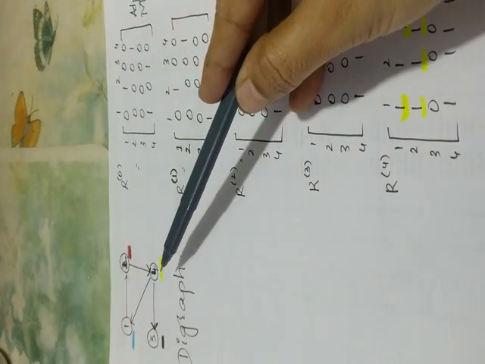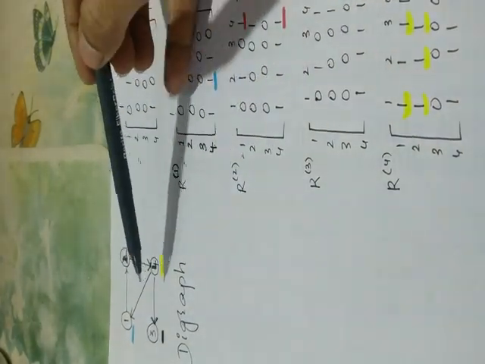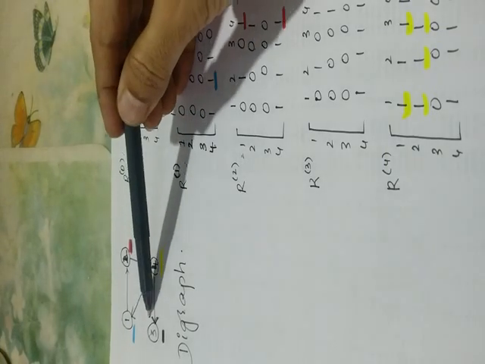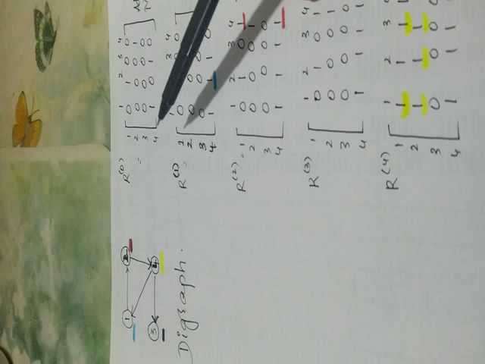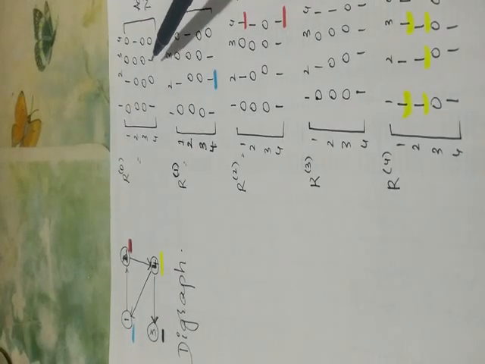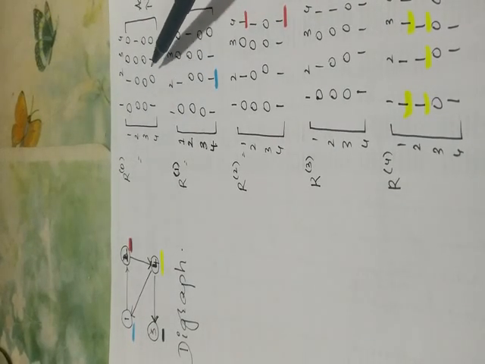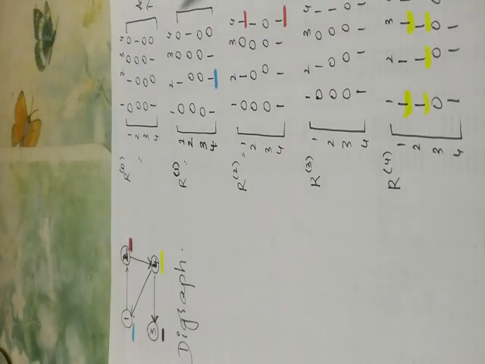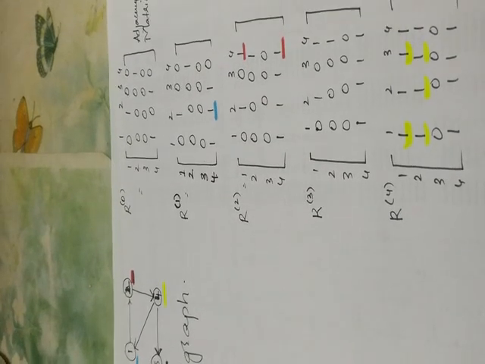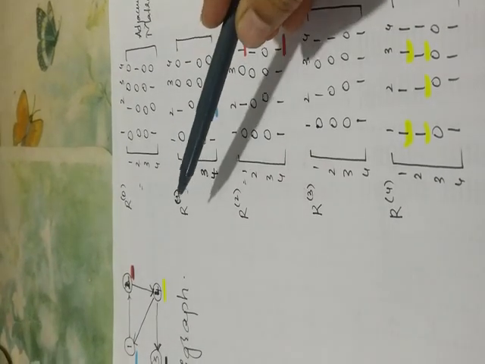Next, moving on to 4. 4 has a direct edge to 3, and it also has a direct edge to 1. So you can see here it has an edge to 1 as well as it has an edge to 3. So I have represented it as 1. So if there is an edge, I will represent it as 1. If there is no edge, I will represent it as 0. Very simple. That is your adjacency matrix. Next, we will be moving on to R1.